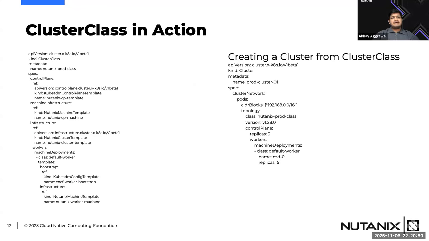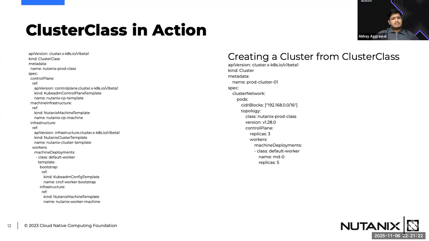So let's see ClusterClass in action. Let's make this concrete with actual YAML you would use. ClusterClass structure. Here's the ClusterClass definition for a production cluster on Nutanix. Notice the structure. We define control plane, infrastructure, and worker sections. Each section references templates. The control plane section points to a Kubernetes control plane template. This defines how control plane nodes are configured. It also has a machine infrastructure reference. That's the Nutanix-specific template.